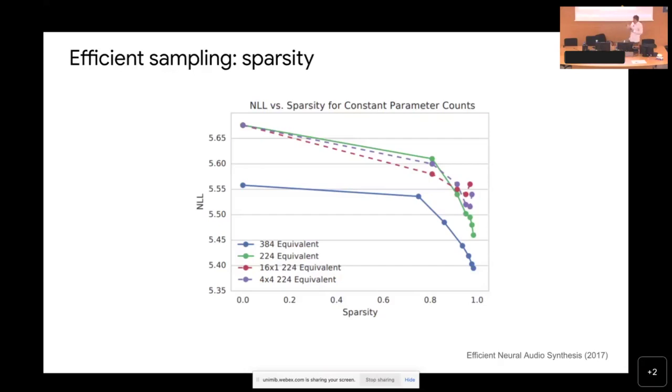But just to give an idea, these types of techniques allowed some audio synthesis models, which are also autoregressive, to run on your phone CPU at 24,000 steps per second, and it was like an RNN. So these are powerful techniques that you can use if you really have to make autoregressive models very fast.